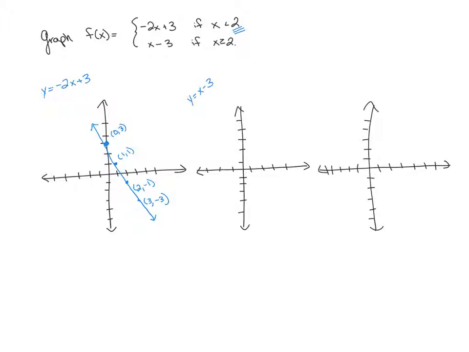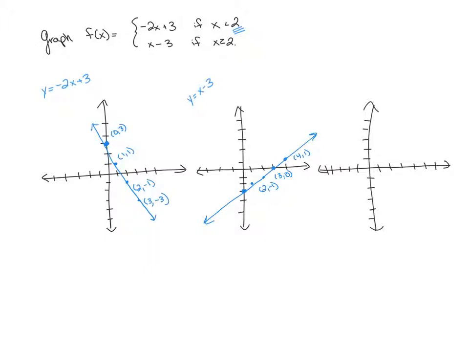I know this graph has a y-intercept of negative 3, a slope of 1, so we're going to go up 1, right 1, up 1, right 1, up 1, right 1, and I am going to continue this line. I'm going to put one more point on this line. So here we have (4, 1), (3, 0), (2, -1). Once you have these two graphs, which are part of your piecewise, we can now select the portions that we need for each one.